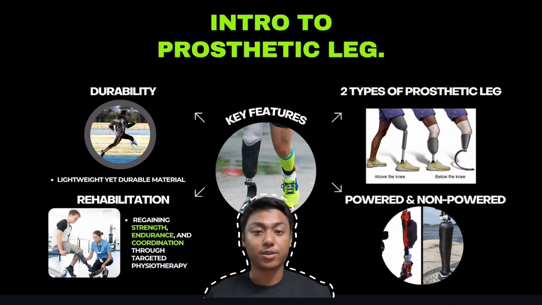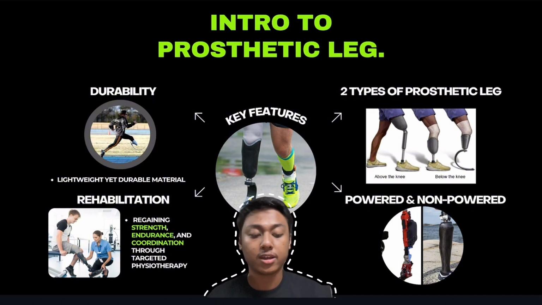Next is the distinct difference between the non-powered and the powered prosthetic legs. The non-powered prosthetic legs, also known as passive prosthetics, are designed to provide support and stability without any motorized assistance, while on the other hand, powered prosthetic legs are designed to provide additional support and assistance through motorized movement. Powered prosthetics are suitable for individuals who require more significant assistance during daily activities such as walking, running or climbing the stairs. But in our case, we will be focusing on the non-powered prosthetic legs.